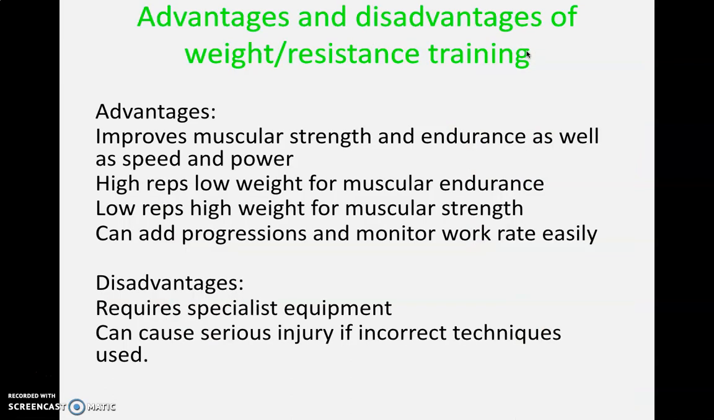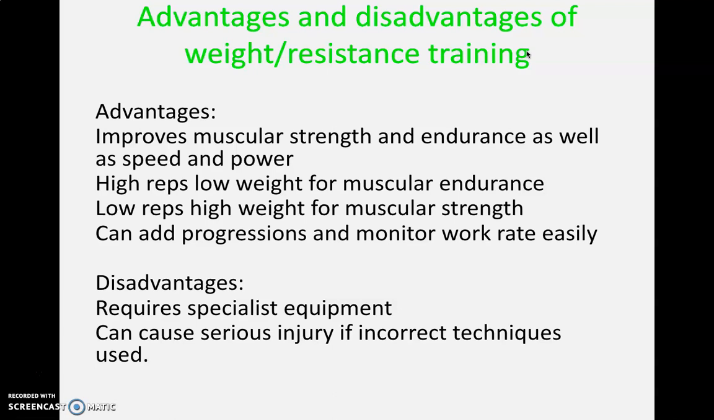So the advantages are it improves muscular strength, of course, as well as endurance, and this also helps improve power, which is your speed and your strength. And it's got a formula of how you can use it to improve muscular endurance. You would use high reps but with a low weight, and if you wanted to improve your muscular strength, you can do low reps but with high weight. So you can see how it's adapted to target the component of fitness you want to target.